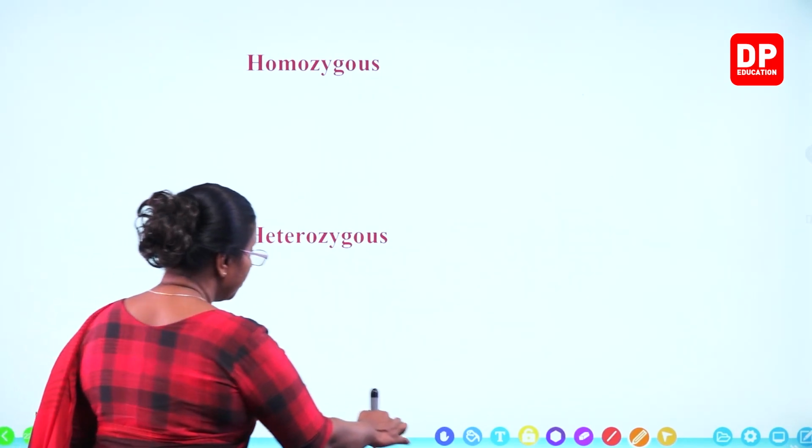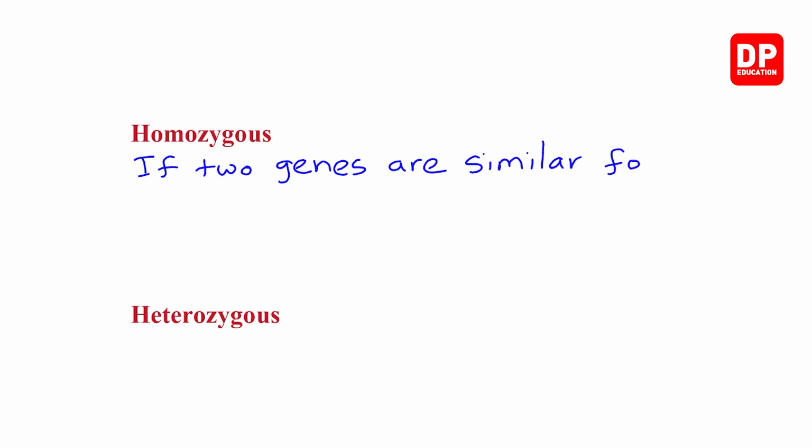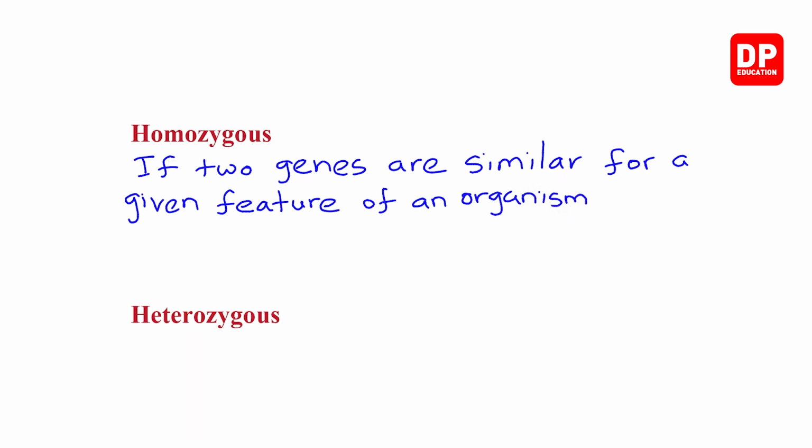So if we define homozygous genes, here we can say if two genes are similar for a given feature of an organism, then it is known as homozygous.